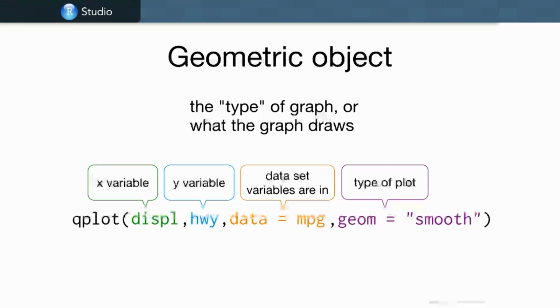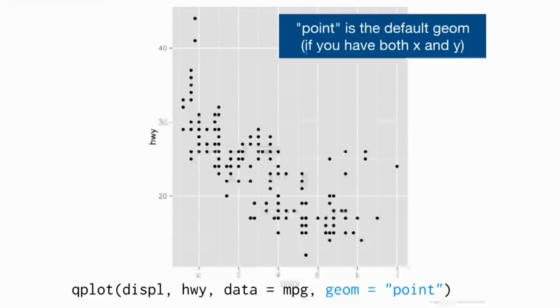Set the geom argument of qplot equal to, in this case, a character string that describes the geom. So you'll have to know the names of the different geoms that are available to you. The geom that I displayed in the last slide is known as a smooth. It creates a smooth line that fits the data in a smooth way.